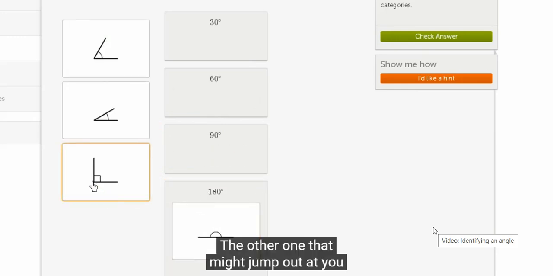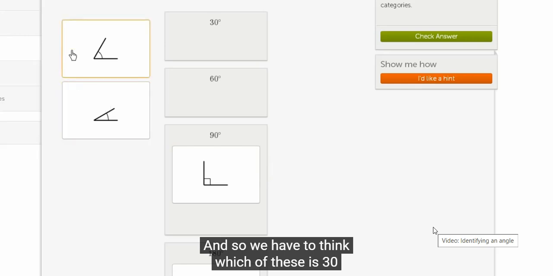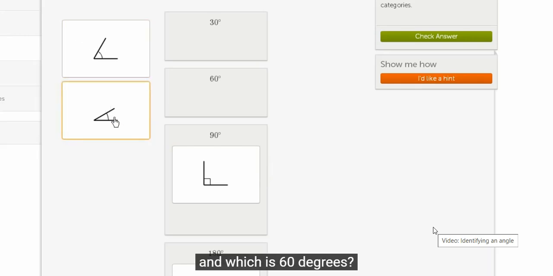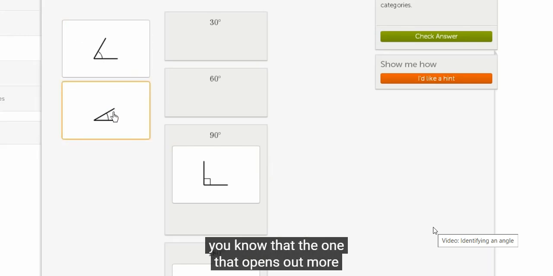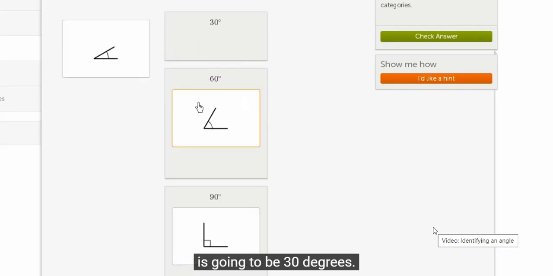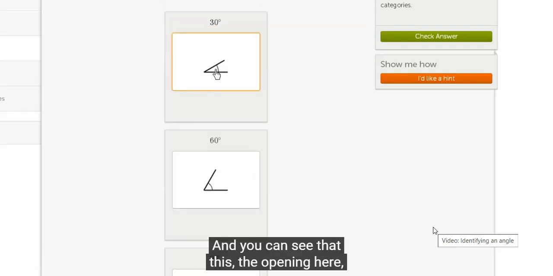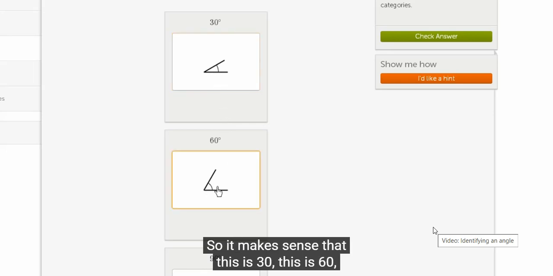The other one that might jump out at you is this one right over here. This is clearly a right angle or a 90-degree angle. So this is 90 degrees. And so we have to think which of these is 30 and which is 60 degrees. Well, just by comparing it that way, you know that the one that opens out more is going to be 60 degrees, and the one that opens out less is going to be 30 degrees. And you can see that the opening here is half the size of the opening right over here. So it makes sense that this is 30, this is 60.